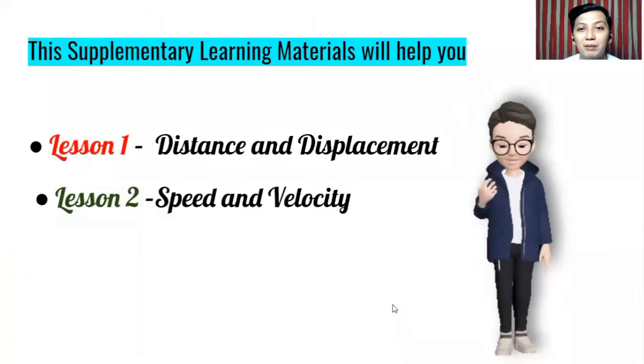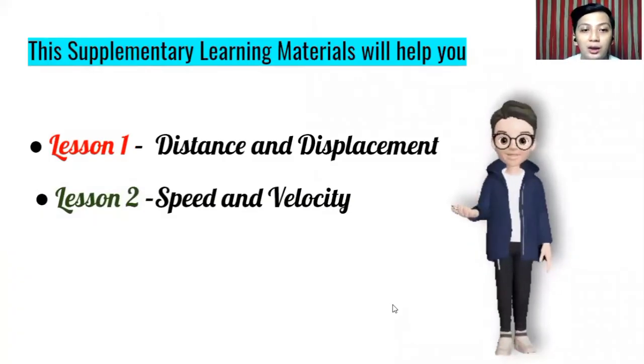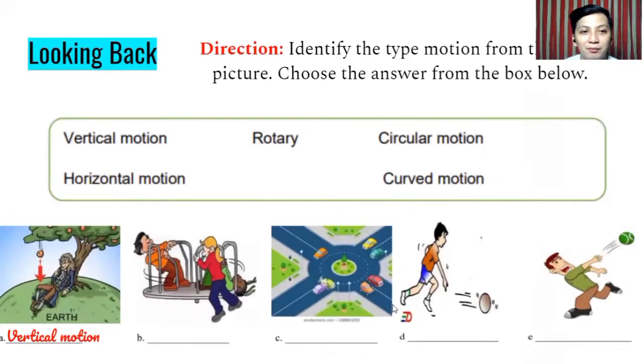So these supplementary learning materials will help us, number one, describe distance and displacement. And for lesson number two, we are going to describe speed and velocity. So let's start. So let us just have a look back. So all you have to do is to identify the type of motion from the given picture. So choose the answer from the box below. So I have here the different answers inside the box. So we have vertical motion, rotary motion, circular motion, horizontal motion, and curved motion. So number one is given.